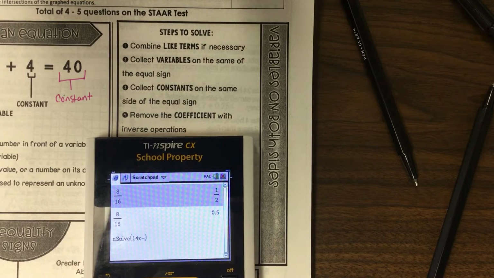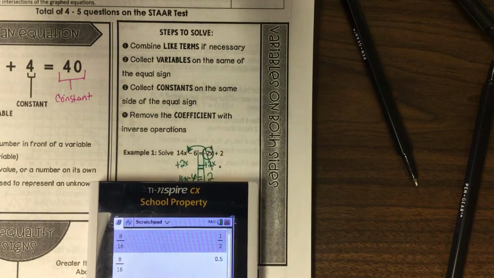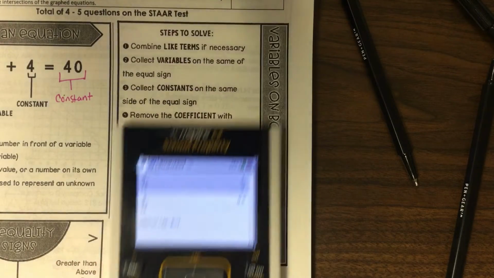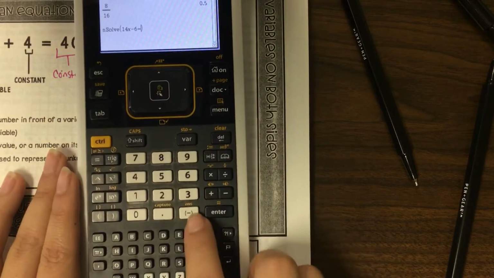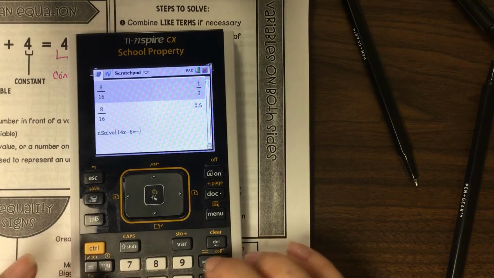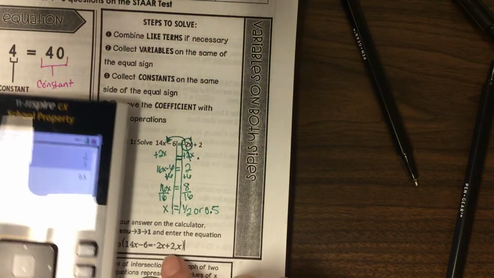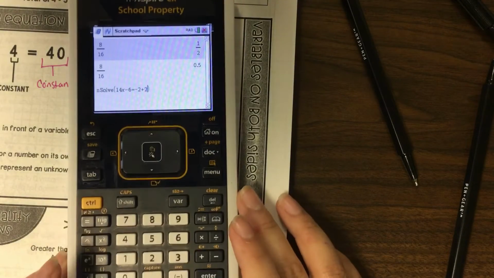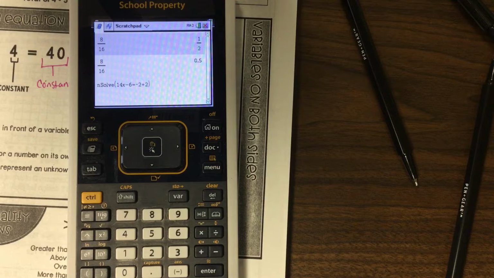14x minus 6 equals, so here's our equal sign right here under the control button, negative 2x. Remember, the negative button's right here. It's not the same as the subtraction button, so negative 2 plus 2.